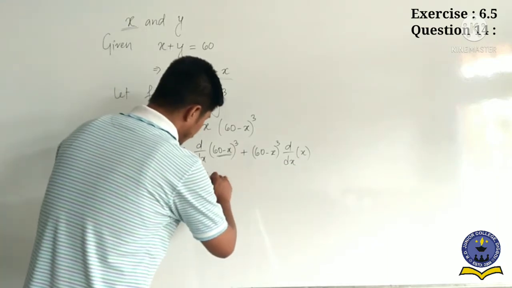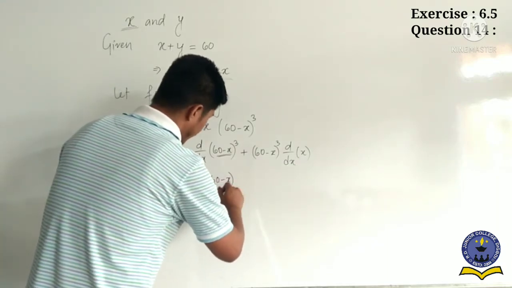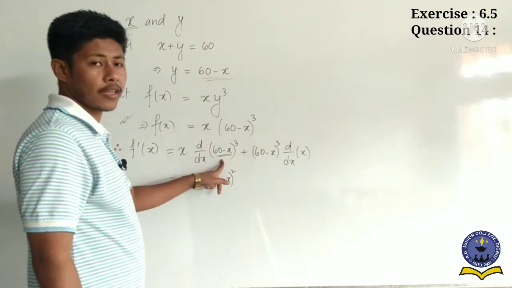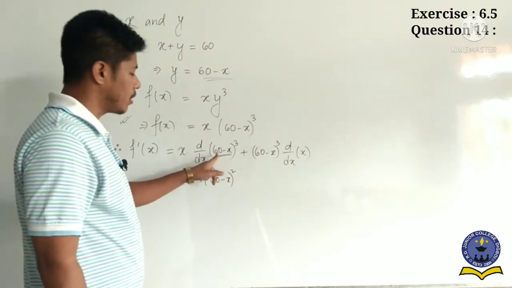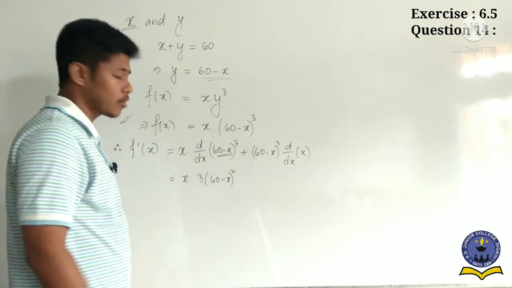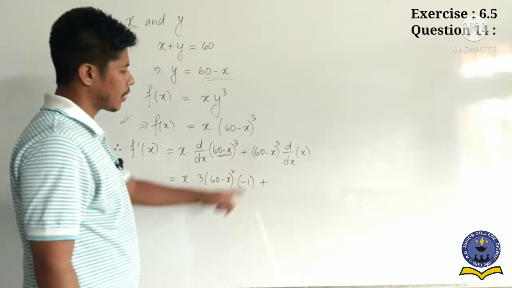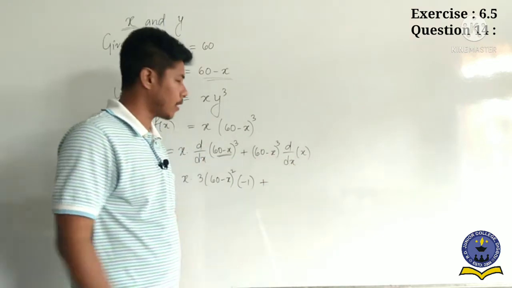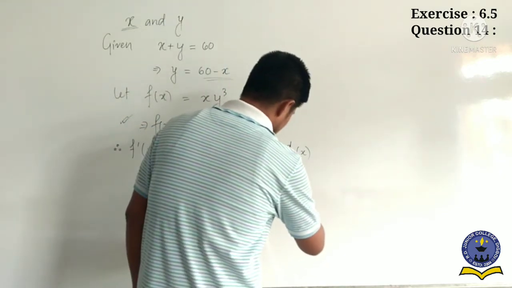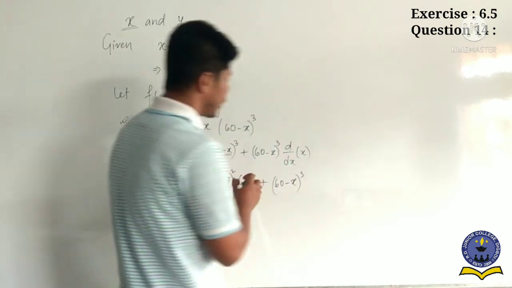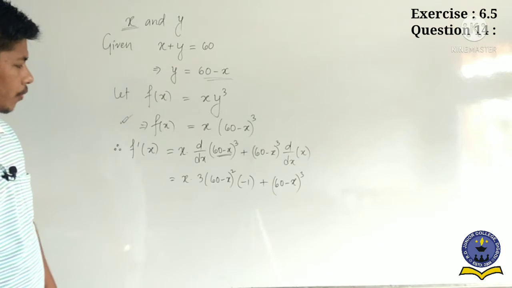3x square. So here we have to write (60 minus x) whole square. But this is not just x, so again we have to differentiate this. d/dx of 60 is 0, d/dx of x is 1, so ultimately minus 1 remains. Plus, in the second case, d/dx of x is 1, so no need to write it, and we simply write (60 minus x) whole cube. Is it clear? (60 minus x) whole cube we write.